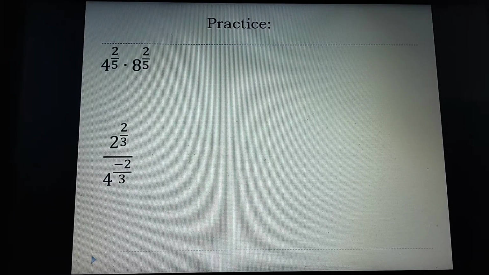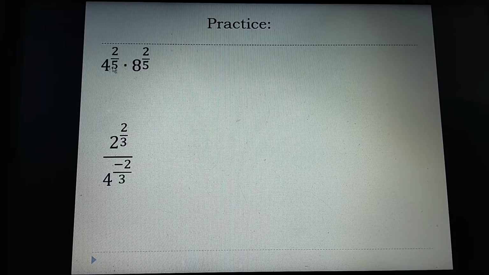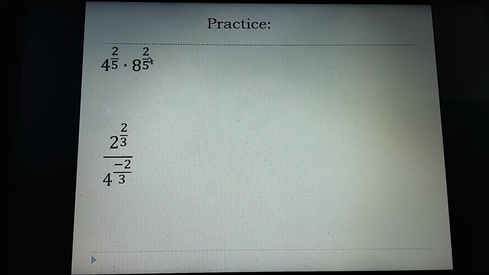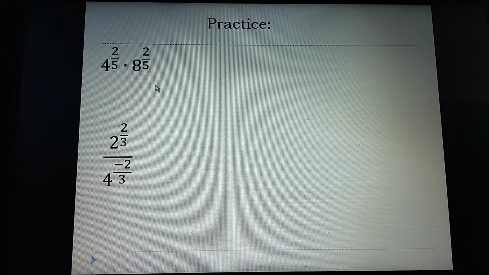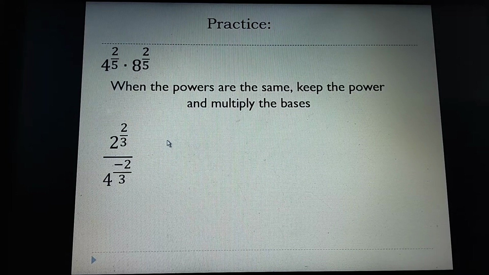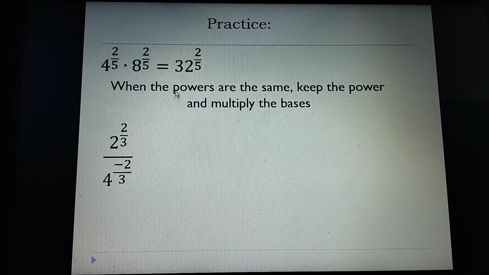Let's say we have 4 to the 2/5 times 8 to the 2/5. Now, this is a slightly different rule. Our bases are not the same. However, our exponents are. So we get to keep the exponent and multiply these bases. So it's going to become 32 to the 2/5. Notice I didn't change the power because it was the same.